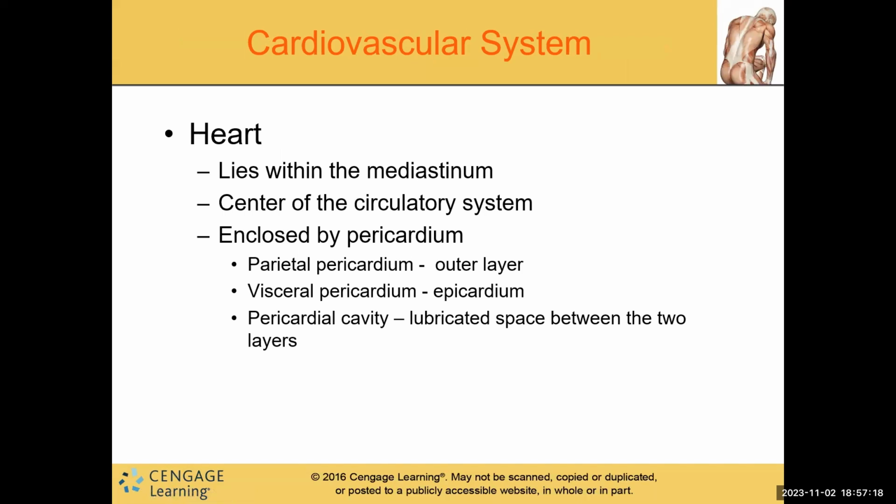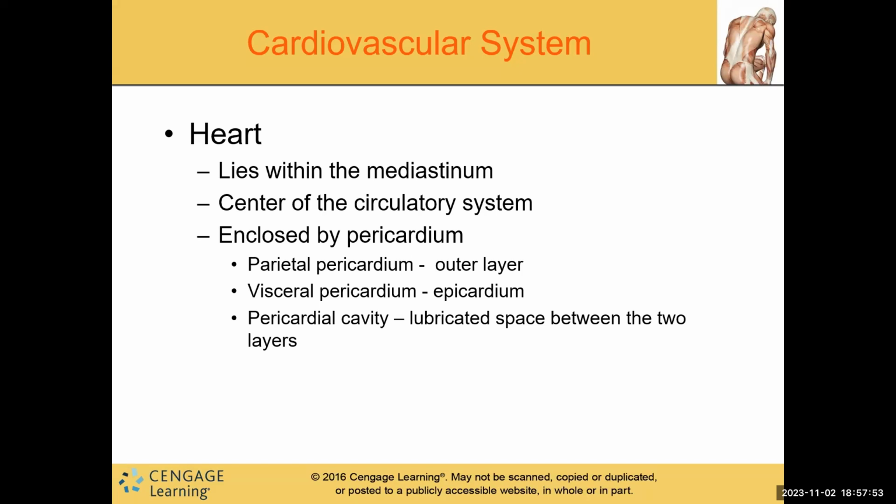So the heart lies within the mediastinum. We just looked at that. It's the center of the circulatory system, the most important part. It's enclosed by the pericardium. The pericardium is a sac that protects the heart. The parietal pericardium is the outer layer. The visceral pericardium is called the epicardium. And then the pericardial cavity is in between the parietal pericardium and the visceral pericardium. It's a space between the two layers.